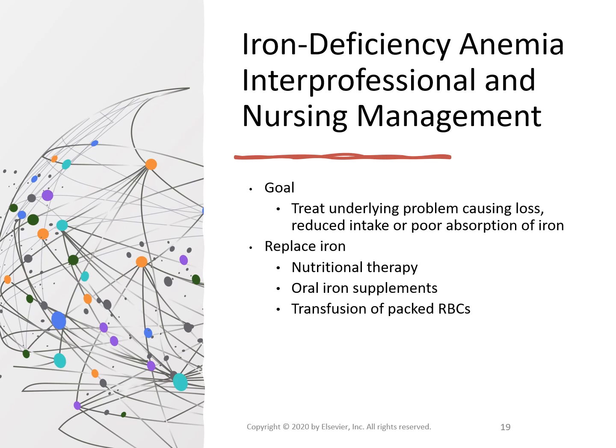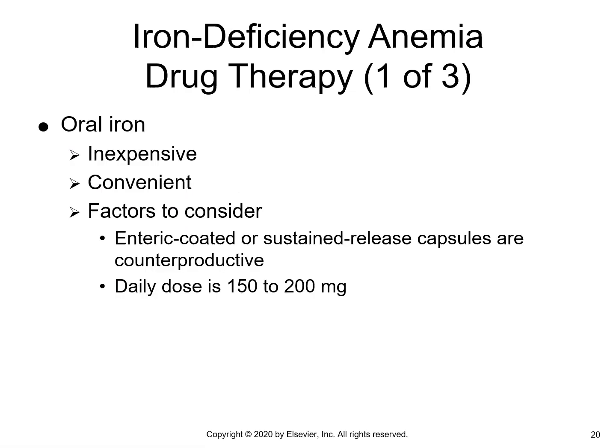Iron deficiency anemia, your interprofessional nursing management. There's a table in your book, 30-7, which talks about interprofessional care, so you want to pay close attention to that. And then how do we treat it? Drug therapy, oral iron. It's inexpensive and convenient.